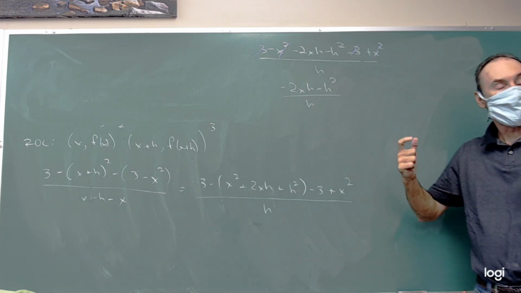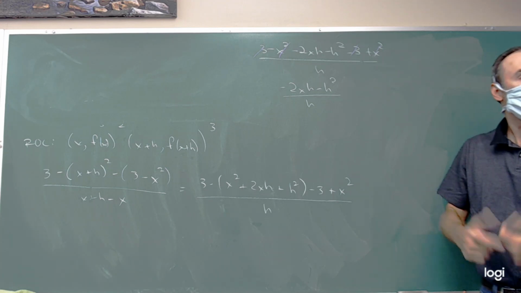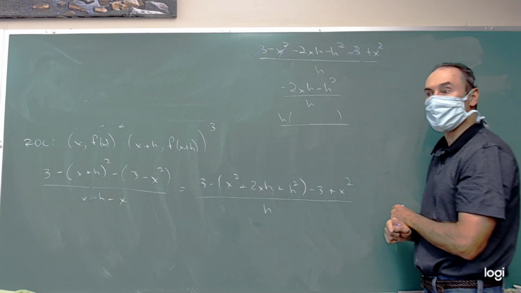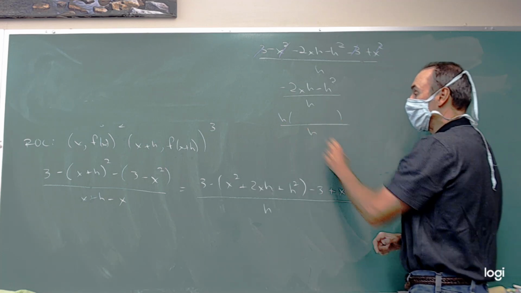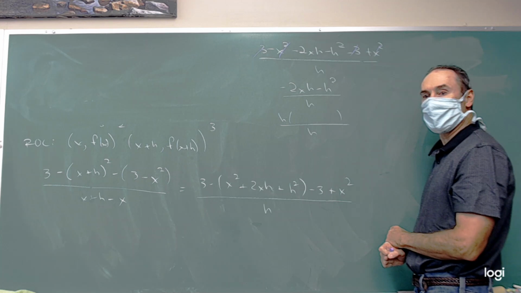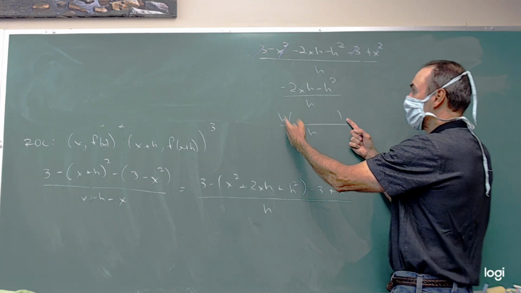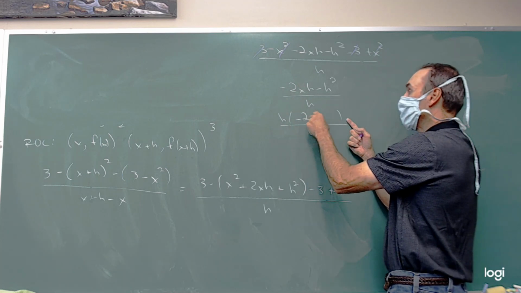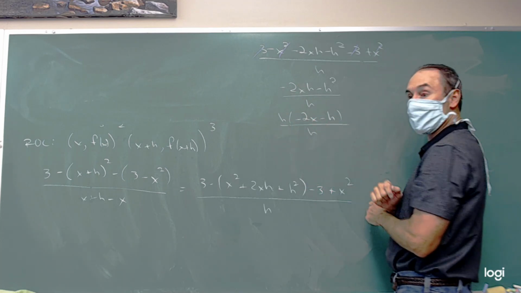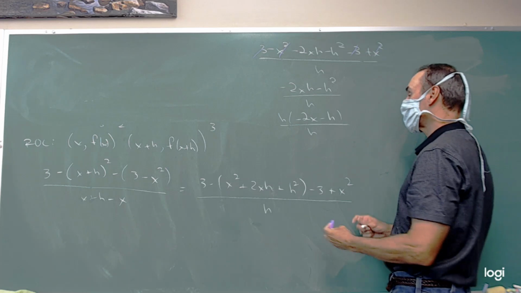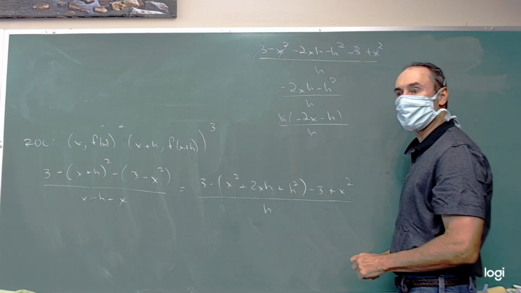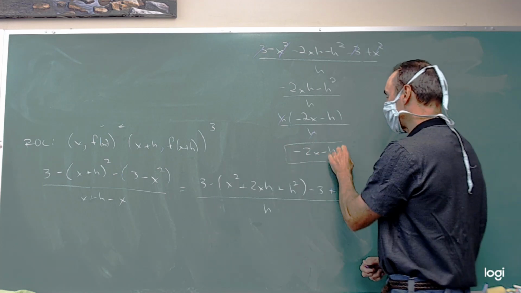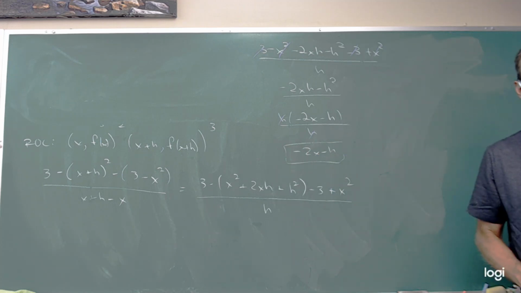Now the next step is how you know you're going to finish, because this will always happen. We're going to factor an h out of the numerator so that we can cancel it with the h in the denominator. And when you factor out the h, what is left behind is going to be, very good, negative 2x minus h. And then finally, this is where it ends, when we cancel those h's, our final result is, in this case, negative 2x minus h.